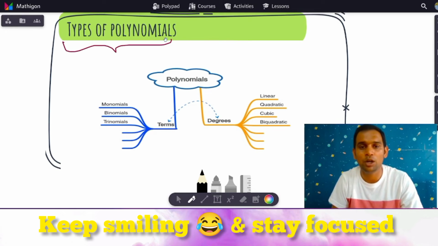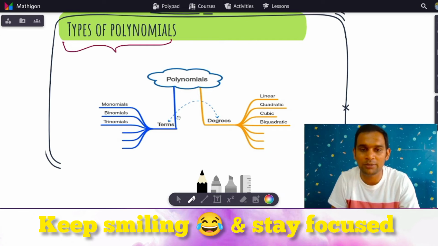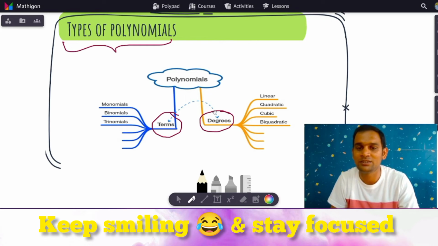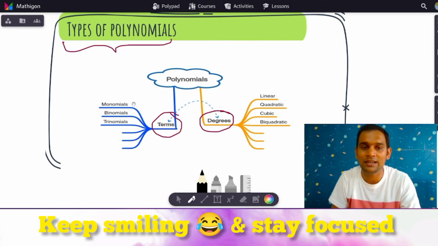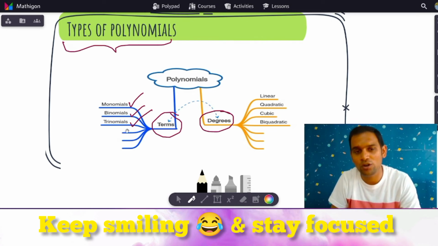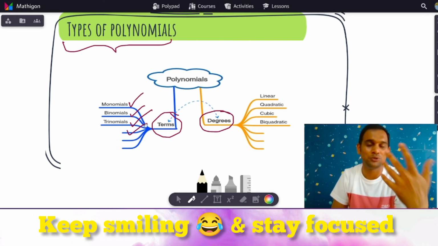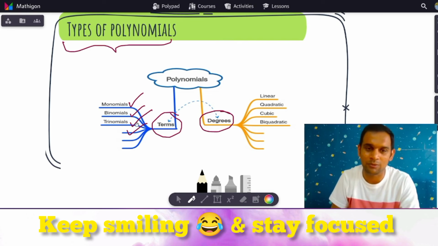Now, quickly, types of polynomials. Whenever we classify something, it is on some basis. So we classify polynomials on the basis of terms and then on the basis of degrees. So how many terms are there? If there is only one term, it's called a monomial. If there are two terms, it's called a binomial. If there are three terms, it's called a trinomial. If there are four terms, it's called a quadrinomial, and so on. If it has five, quintinomial, and we do not use more than that, so remembering up to quadrinomial or trinomial is more than enough.